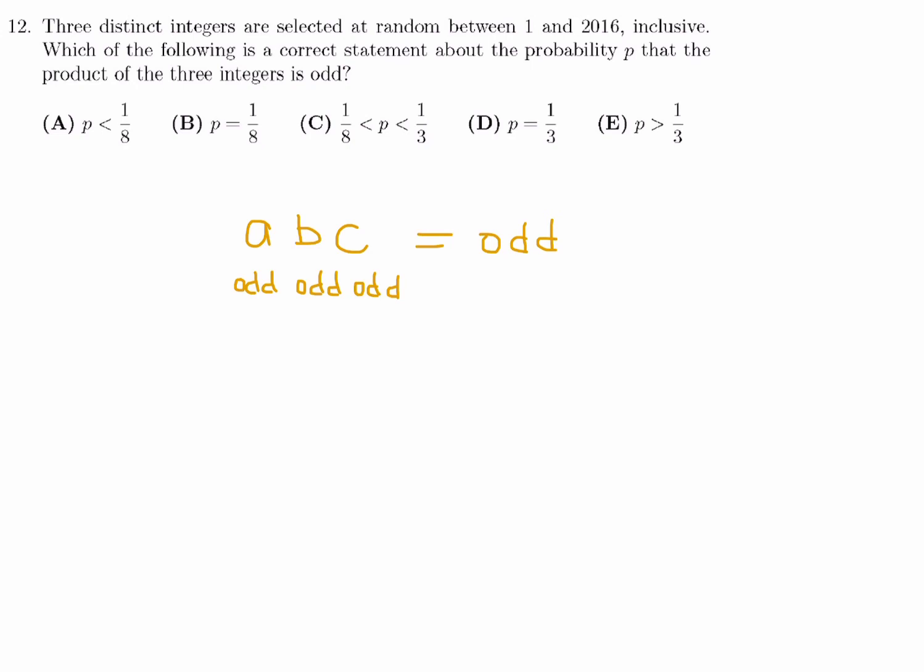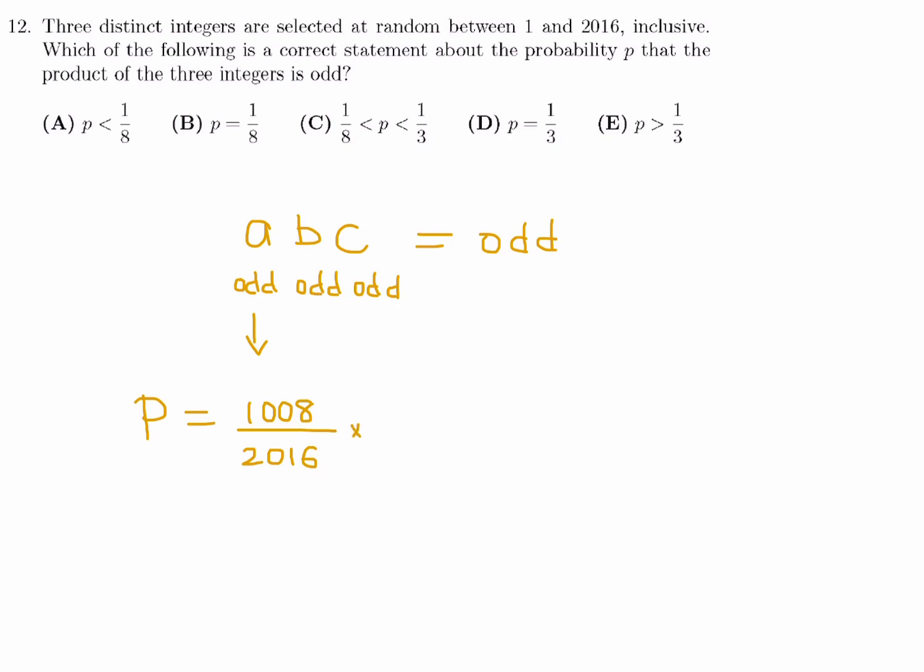Okay, so let's figure out the probability, P. The first one, we want it to be odd, and it's between 1 and 2016. So half of those are odd, right? Half are even, half are odd. So what's half of 2016? 1008. So the probability of getting an odd number, if you select one number at random from 1 to 2016, is 1008 over 2016. It's basically a half.